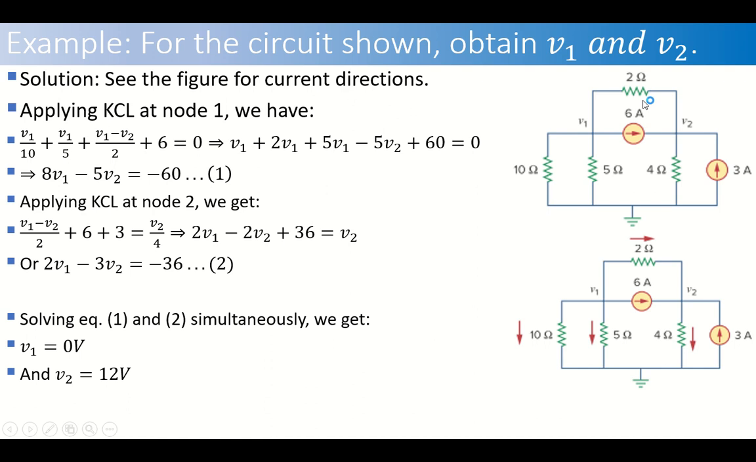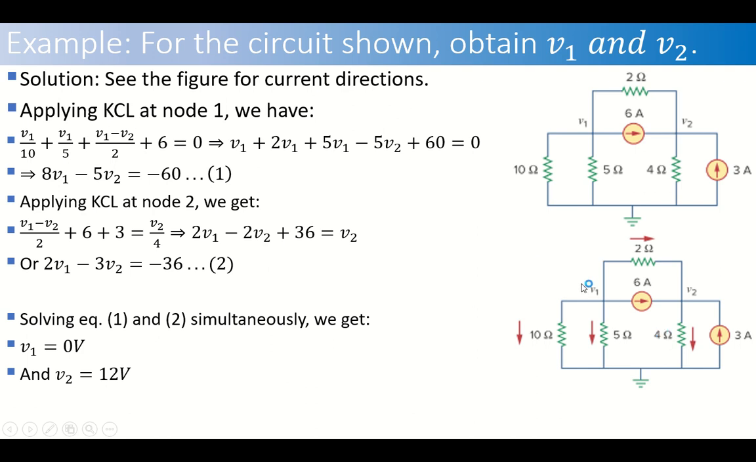But this 2 ohm resistance is connected in between two non-reference nodes, that is V1 and V2. So the current direction will be arbitrary here, that is, it can be from V1 to V2 or from V2 to V1. And in this branch 6 ampere current is flowing, the direction is given, so no need to assign the direction here. Now we can apply Kirchhoff current law at node number 1.